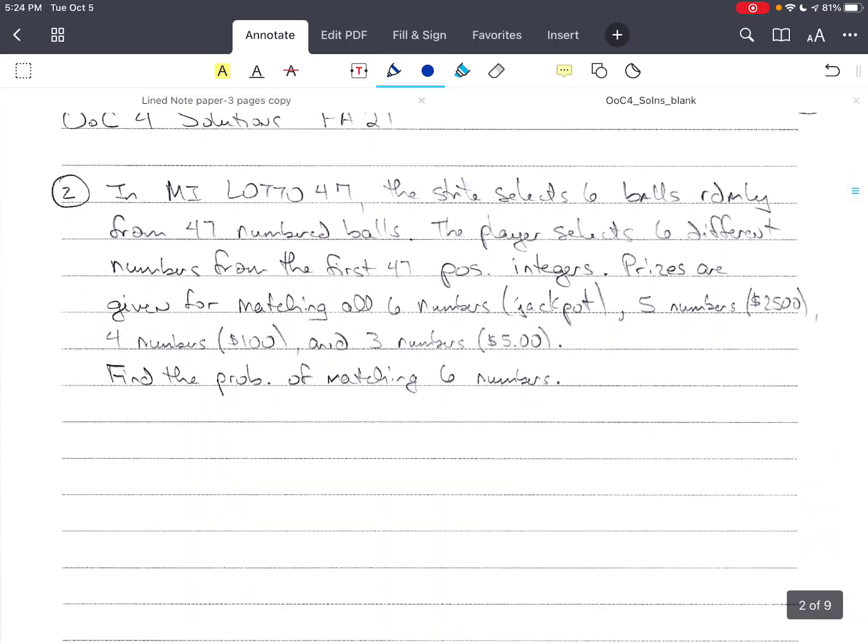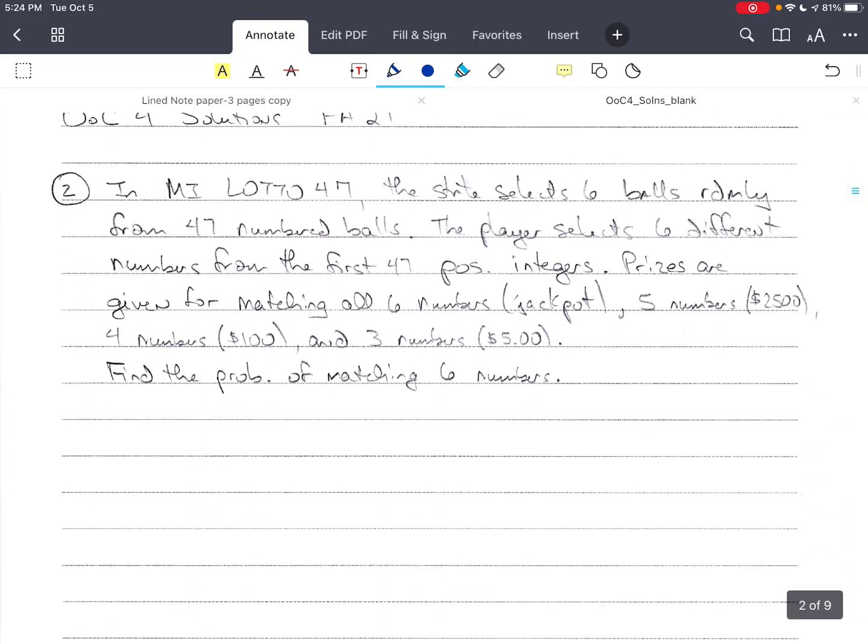So now let's look at the next question. This is a question taken from section 2.5, problem number 7 for the 10th edition. And we have a Michigan Lotto 47. So the state selects 6 balls randomly from 47 numbered balls. These balls are numbered from 1 to 47, as you might imagine. The player selects 6 different numbers from the first 47 positive integers.